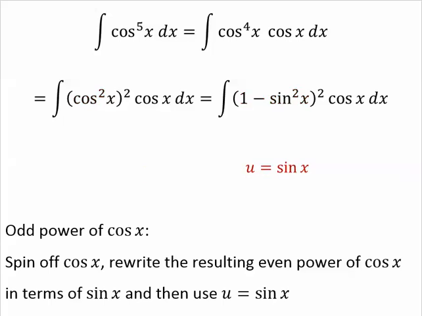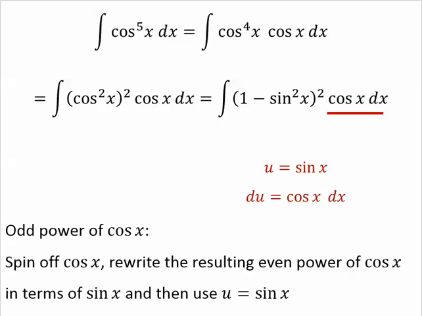Next, I make the substitution u equals sine x. Now if u equals sine x, what's du? Well, du would be cosine x dx. And here's the idea: that cosine x that we spun off ends up being part of my du. So it works out in a really nice way. Now you can go ahead and do your substitution.